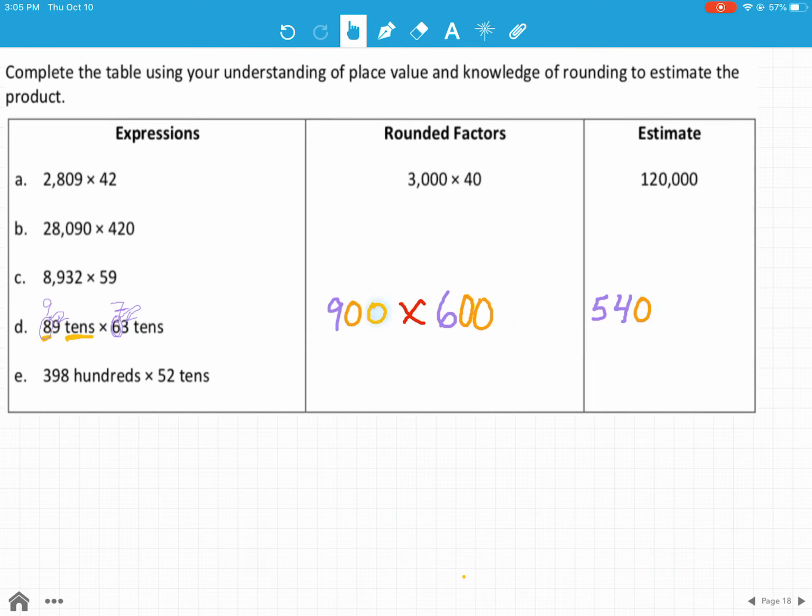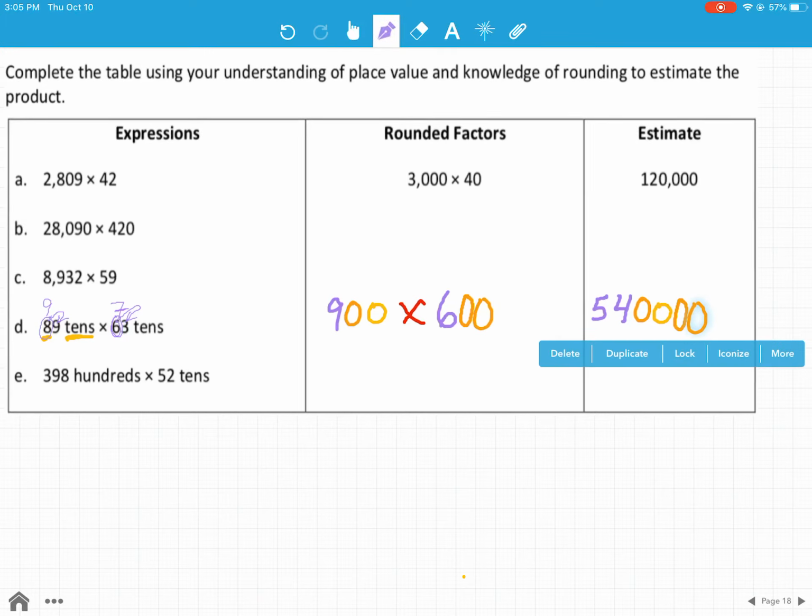We're going to take these 2 zeros, put them there, take this 0, put it there. All right, so we have 54 or 540,000. Again, 100 times 100 would give us 10,000. And you see the 4 zeros behind the 54.